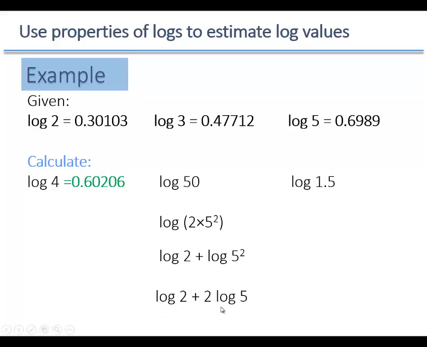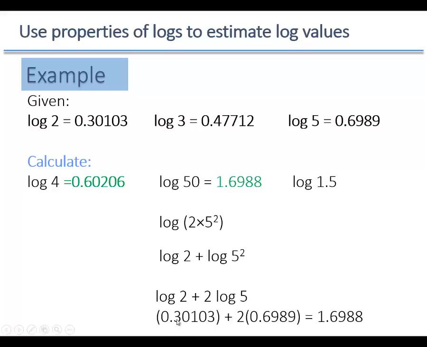But we know log 2 and we also know log 5. It's 0.6989, so we can take log 2 plus 2 times log 5 and we get 1.6988, and that's within a tiny amount of rounding error exactly what log of 50 is. We built it out of smaller logarithms.